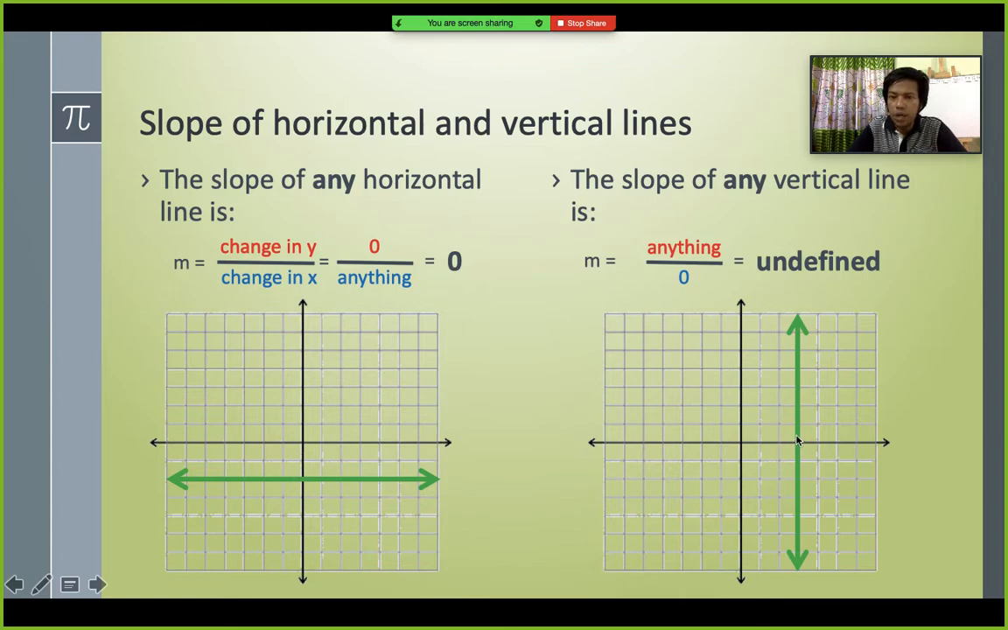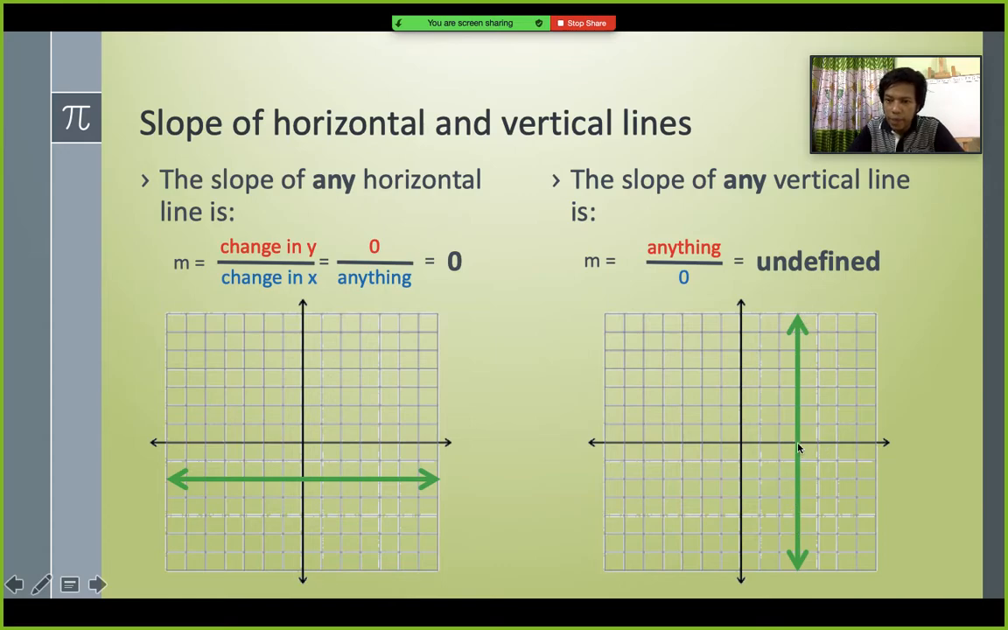And why is the slope of the vertical line undefined? The reason is that the change in x is 0. The line is going up and down, so we have some y value. That's why we have something for the change in y, up and down. But left and right, the line is not moving. There is no movement of the line left and right. Another way to say it is that there is no x value change in the vertical line.